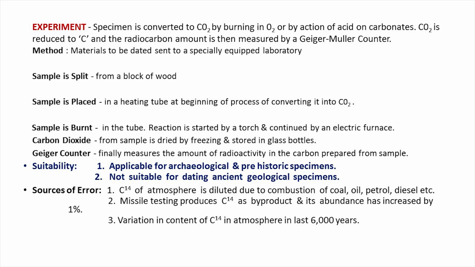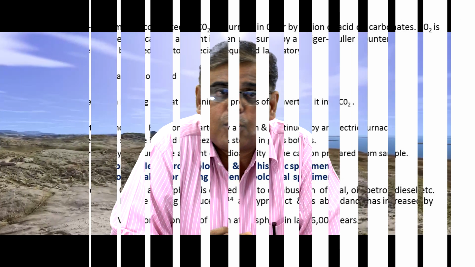Like other methods, also this technique has its own suitability and other sources of error. This method is suitable for or well applicable for the dating of archaeological or prehistoric specimens. But this technique is not suitable for dating ancient geological specimens. There are also some sources of error in this technique. The carbon-14 of the atmosphere is diluted due to the combustion of coal, oil, petrol and diesel, etc.